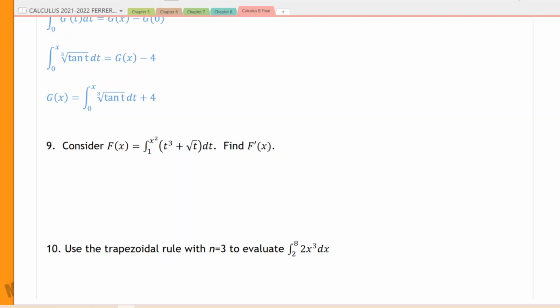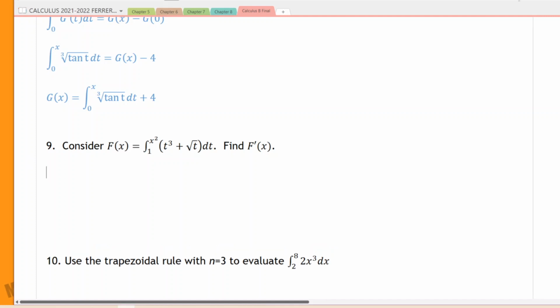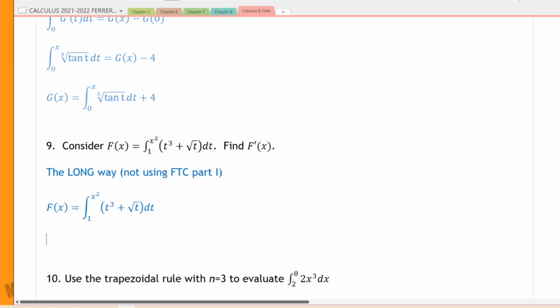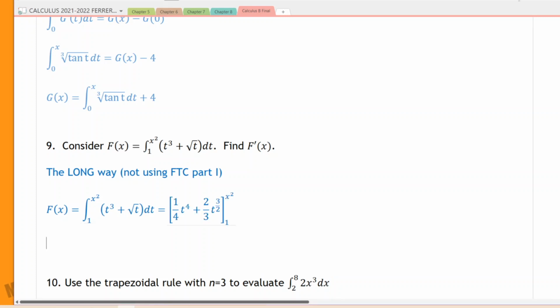So we're going to do this a couple of different ways. Maybe the first way we should do this is the long way, without using the second part of the fundamental theorem. Well, we know that f of x is equal to this integral. We can actually get an antiderivative for this one, which is not always the case. But if you can get an antiderivative like this, we could just get an antiderivative. See, that wasn't too painful at all.